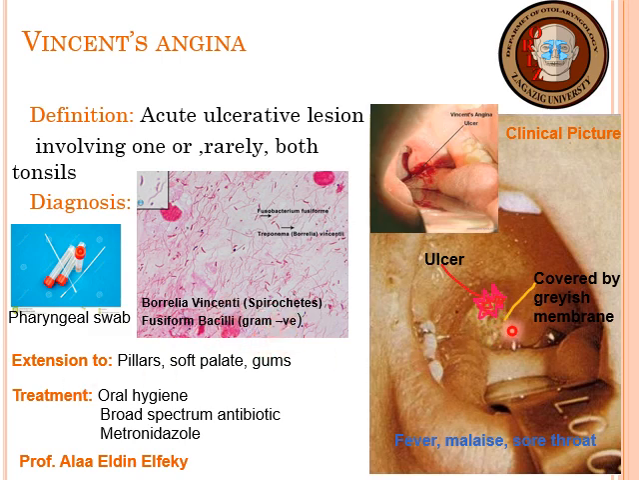This membrane may extend to the pillars, soft palate, and gums, but when detached, it does not easily reform and does not bleed as much as in diphtheria. Also, there is some fetor, but not as strong as in diphtheria. The treatment here is oral hygiene like mouth gargle, broad-spectrum antibiotics, and metronidazole. Metronidazole is given in combination with the antibiotic because it is very effective against anaerobes.